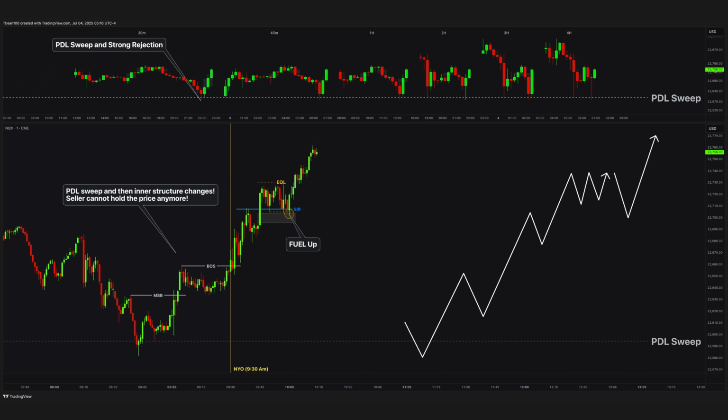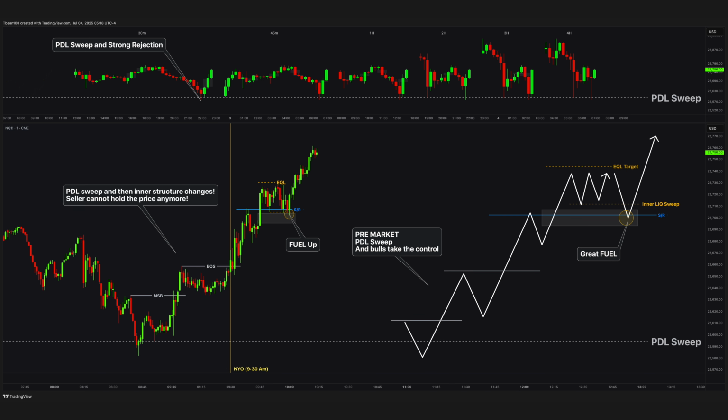Let me do a quick summary. In the pre-market, price sweeps PDL and reacts. There is no continuation. It is not a forward trade anymore. It is a highly possible reversal now. After the market open, we notice a small SR flip with an inner liquidity sweep, and the price sweeps the area, fueling up, targeting its own liquidity above the small equal highs area. You see, one pattern happens daily if you carefully look at it.